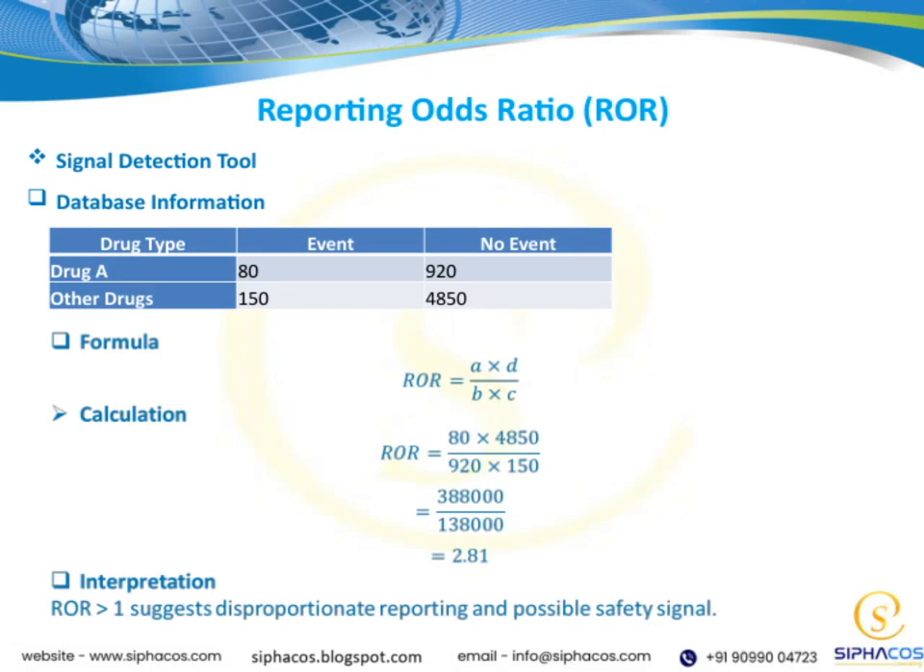Here, we see a breakdown of events linked to two groups, Drug A and all other drugs combined. The numbers show how many times an event was reported versus when it was not. This kind of data helps us calculate something called the reporting odds ratio, or ROR, which is a key tool for spotting potential safety signals. It's a way to sift through large databases and highlight where we might need to pay closer attention.